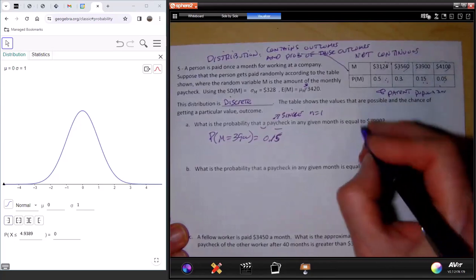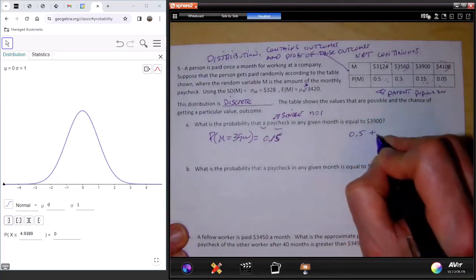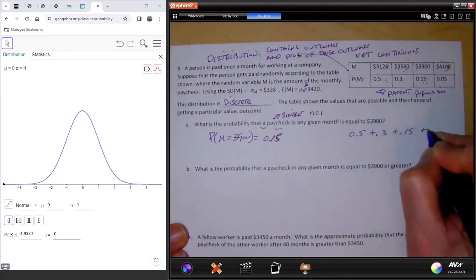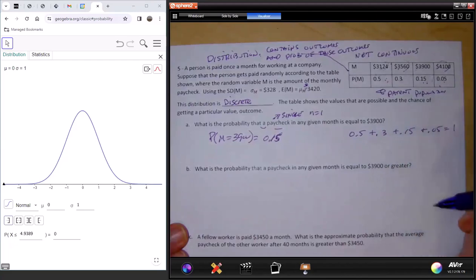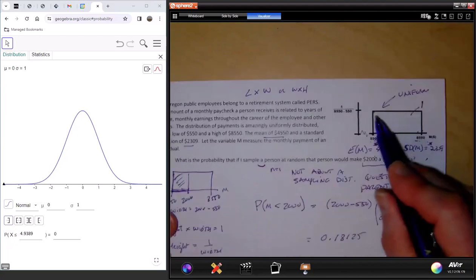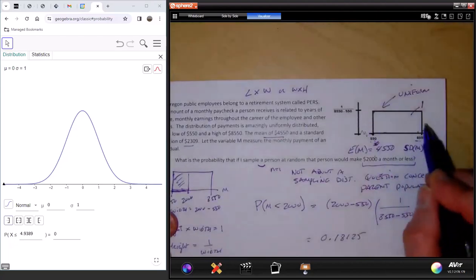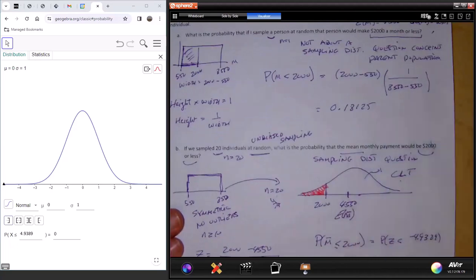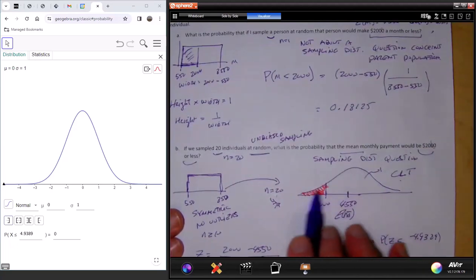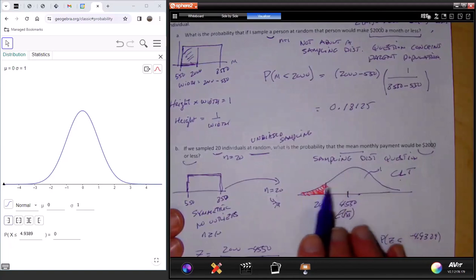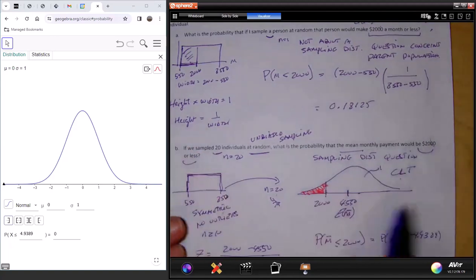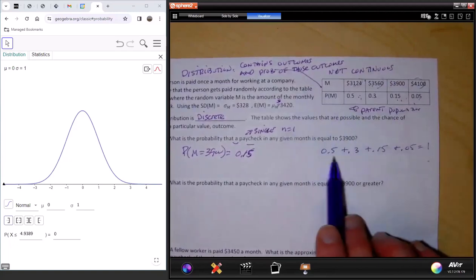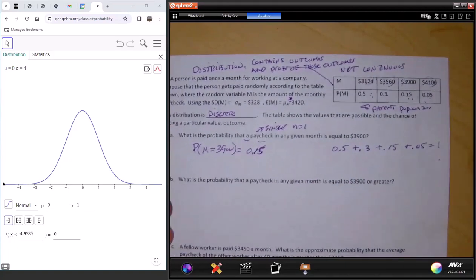By the way, notice one more thing. I take 0.5 plus 0.3 plus 0.15 plus 0.05. What do you get? 1. In other words, 100%. Just like when I look at these areas here, the area has to be 100%. What about the area here? The area here has to be 100%. This is continuous. That's why these curves are continuous. There's no break. Everything's just like a big continuous line. To be a legitimate distribution, you have to add up to 1. It cannot be less than 1, and it cannot be more than that.